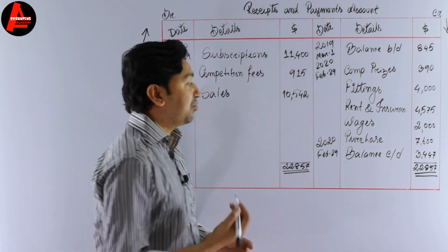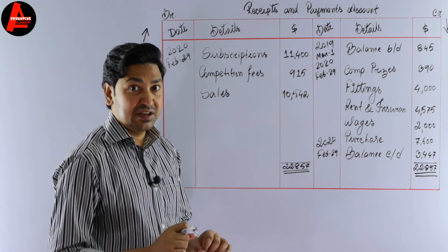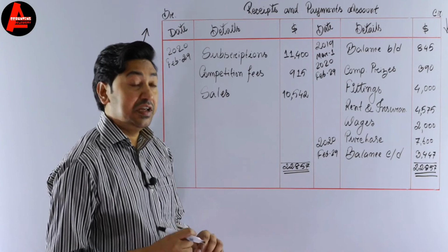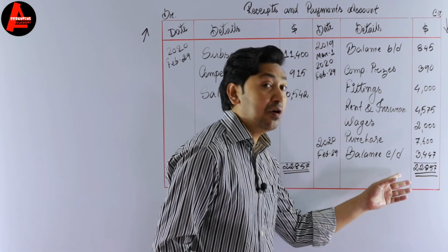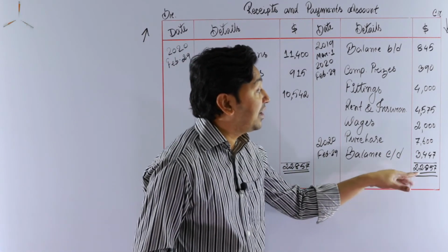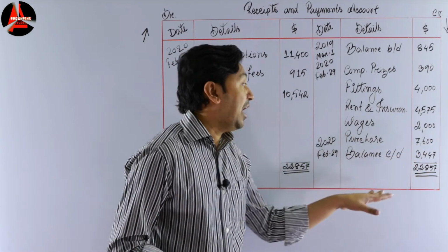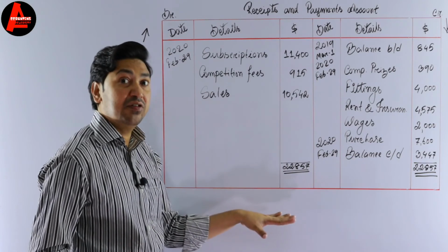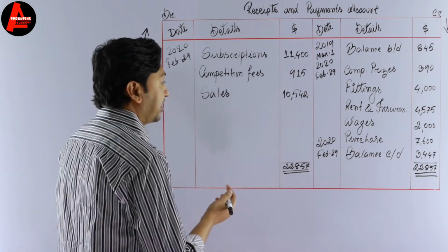Okay. Then what to do? Then we have to bring down this balance. Okay. How to do it? Just we have to take the same amount to the opposite side. But here the balance CD is above the total and balance BD will be below the total. Okay. How? Let us see here.